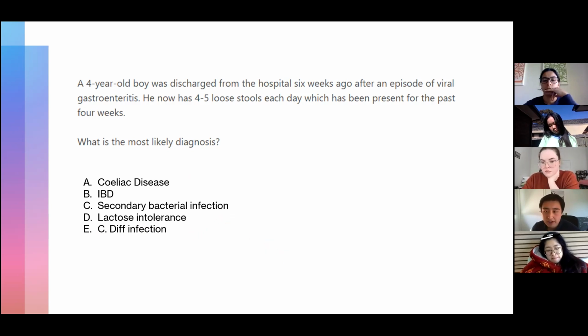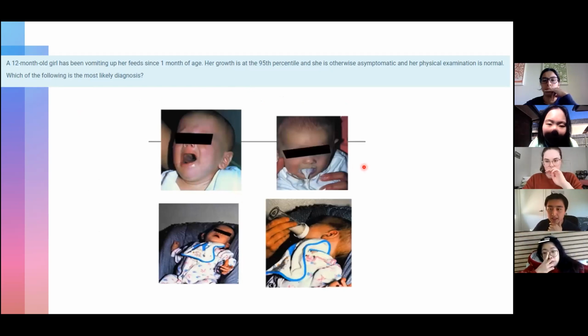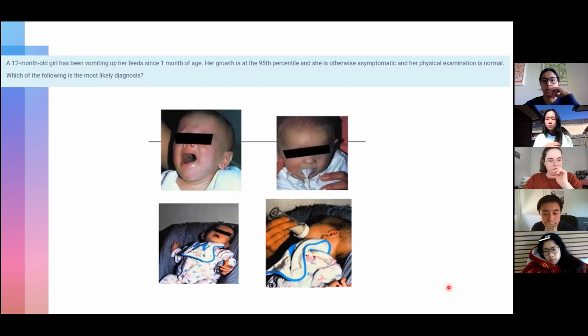And now to our next condition. So take a look at this and see if you can give me a spot diagnosis. Great. Fantastic. So the majority of students said GOR, and that is what this is.